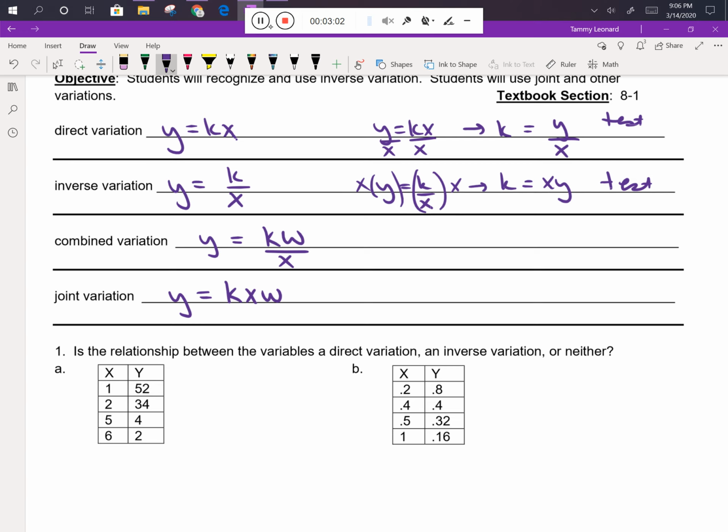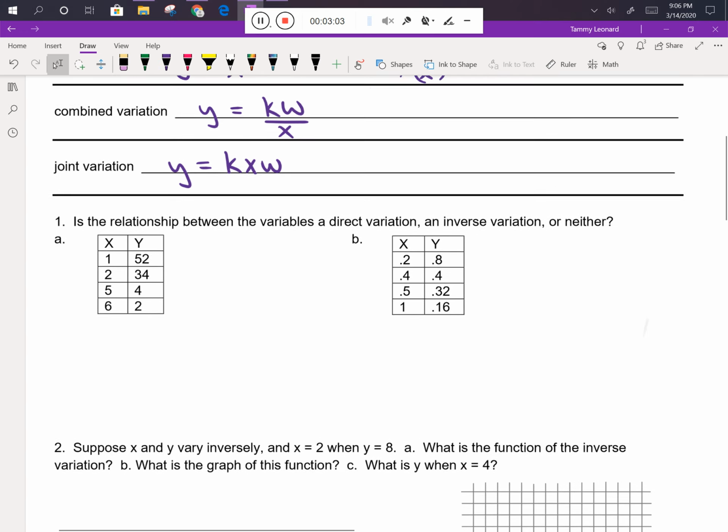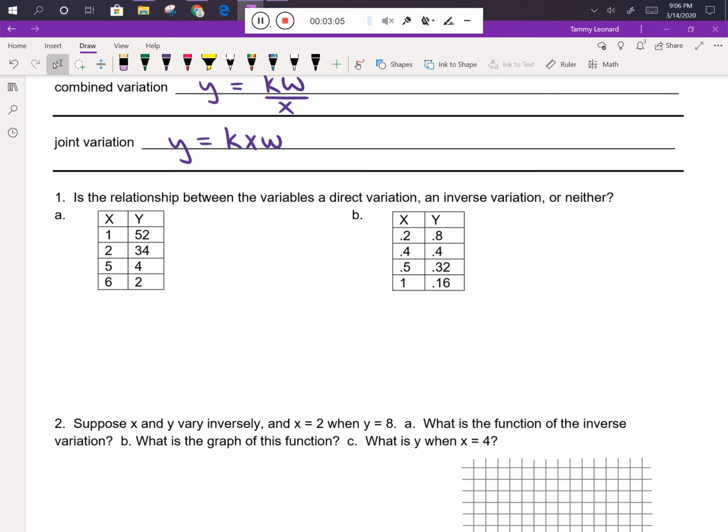So that's what we're being asked to apply in 1a and in 1b. We're asked, is the relationship between the variables a direct variation or an inverse variation or neither? Now, you really can just pick one to try, see if it works. If it does, great. If it doesn't, try the other one. Sometimes we can think through which one might be more likely, and that helps, but there's not always a guarantee that it's going to work that way.